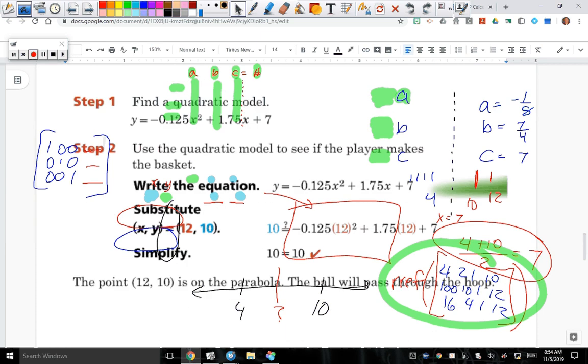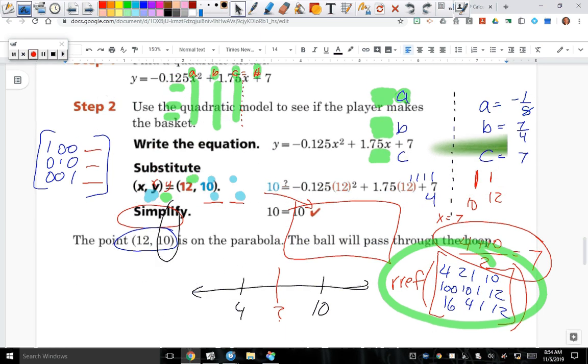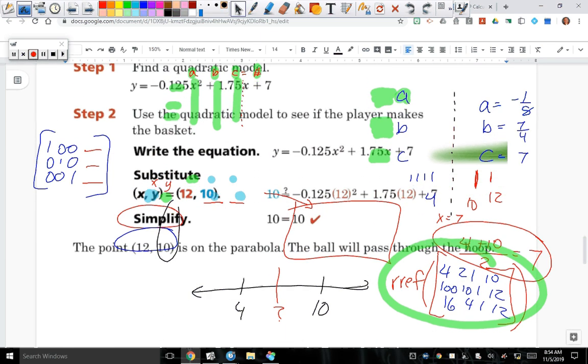So they have this right here. Let's see if they have the same terms. We got a -1/8, and that's the same as -1/8, but in decimal form. This 7/4, otherwise 1 3/4, is this one right here, this 1.75. And then C is equal to 7. There it is. So this is your equation, and we solved it with a calculator now.